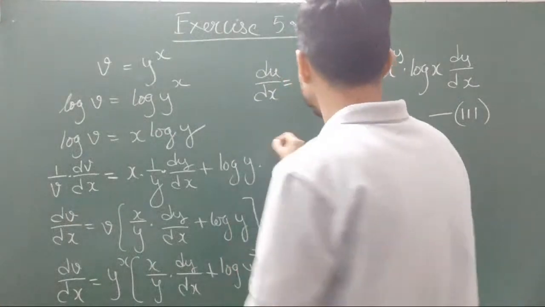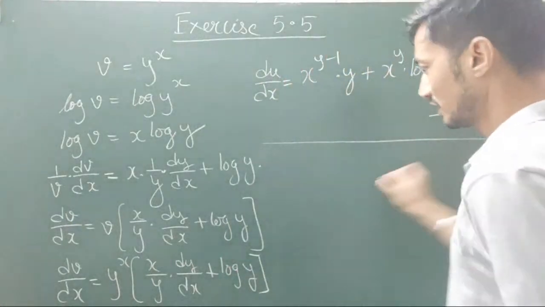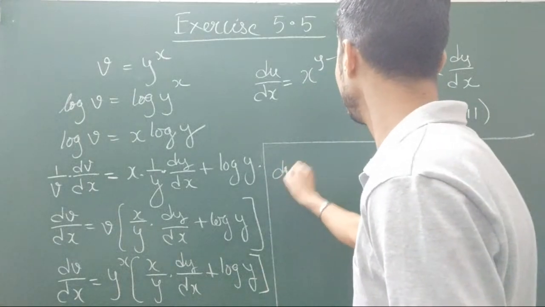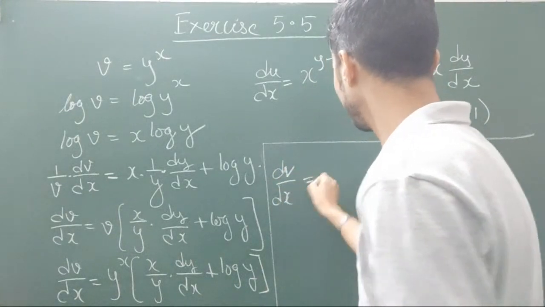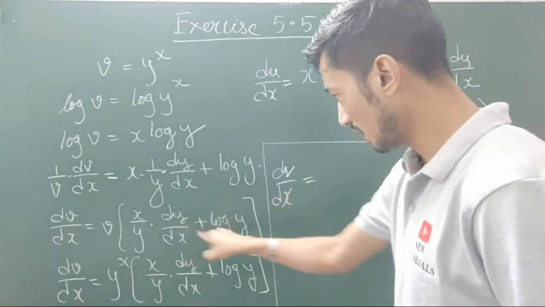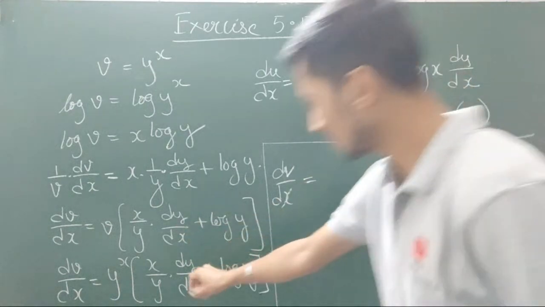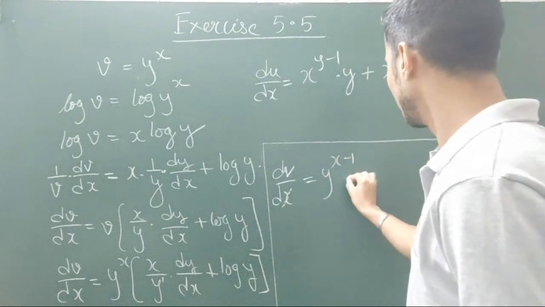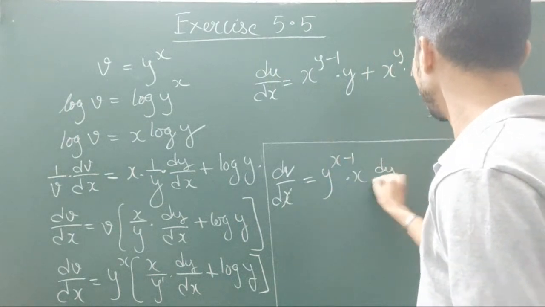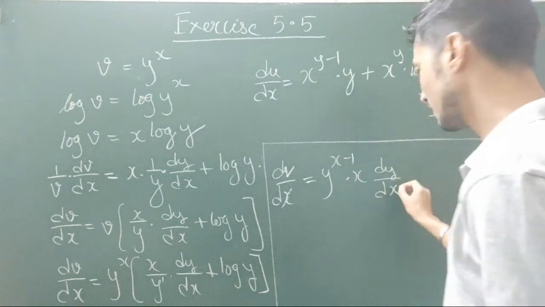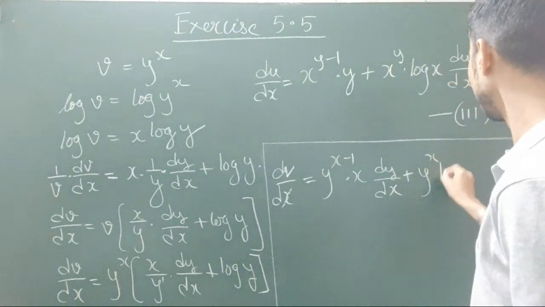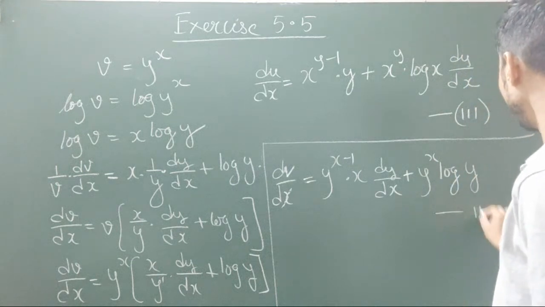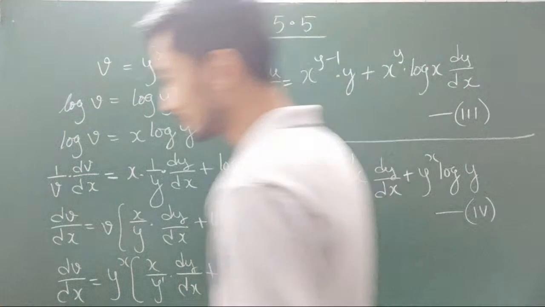So I'll just write here. Similarly, like the last equation, dv upon dx would be y power x minus 1 into x dy upon dx plus y power x log y. Let this be equation 4.